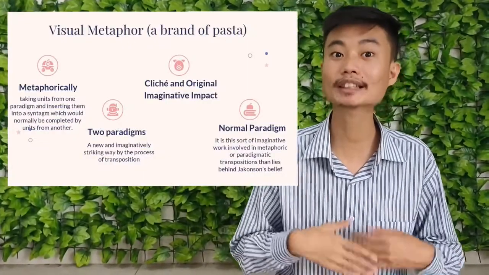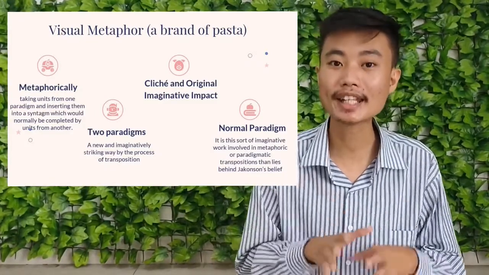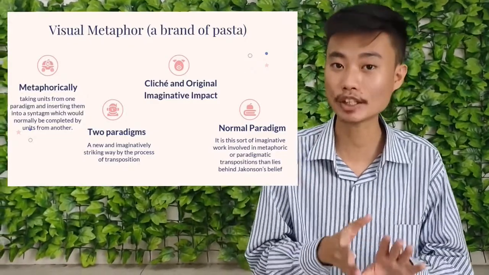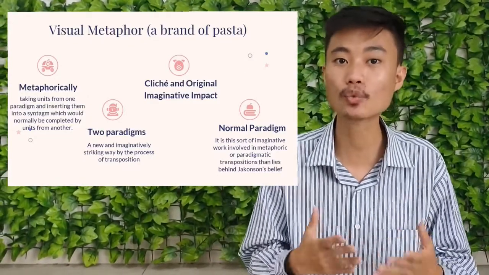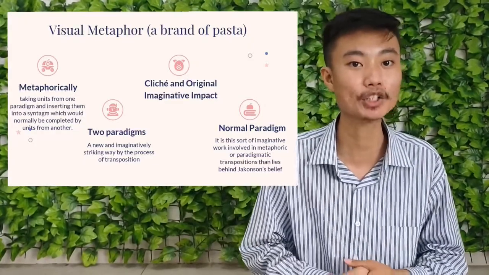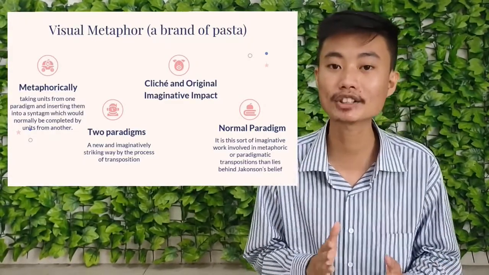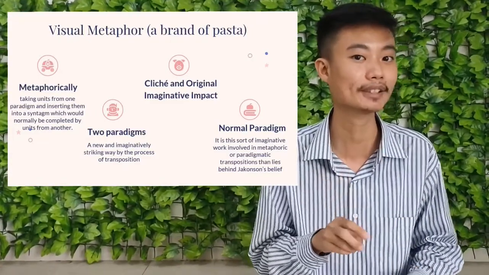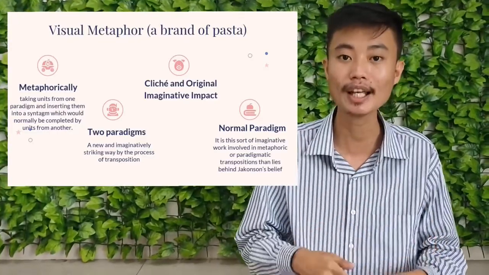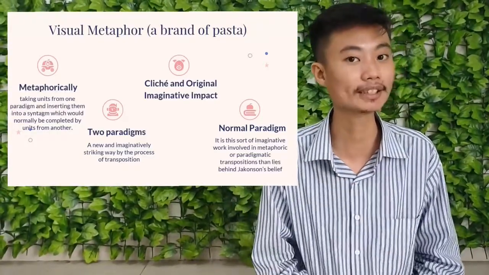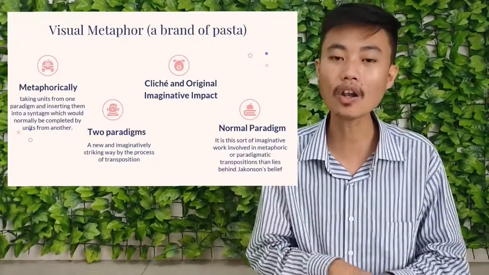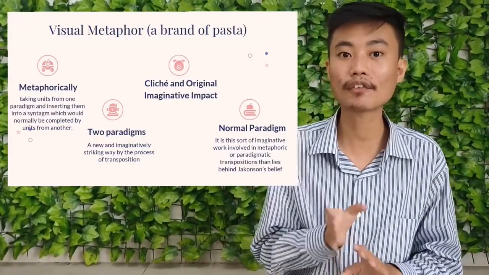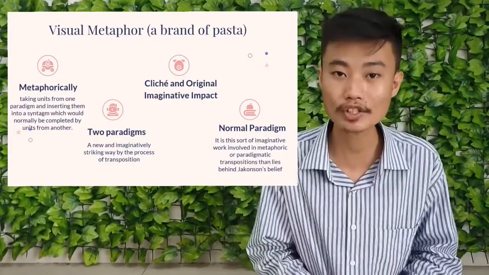That's why it is called a visual metaphor, in that they are taking units from one paradigm and inserting them into a scene which would normally be completed by units from another. By so doing, they are associating the characteristics of 2 paradigms in a new and imaginatively striking way by the process of transposition. All metaphors are, in this sense, deviations from the norms of language behavior.